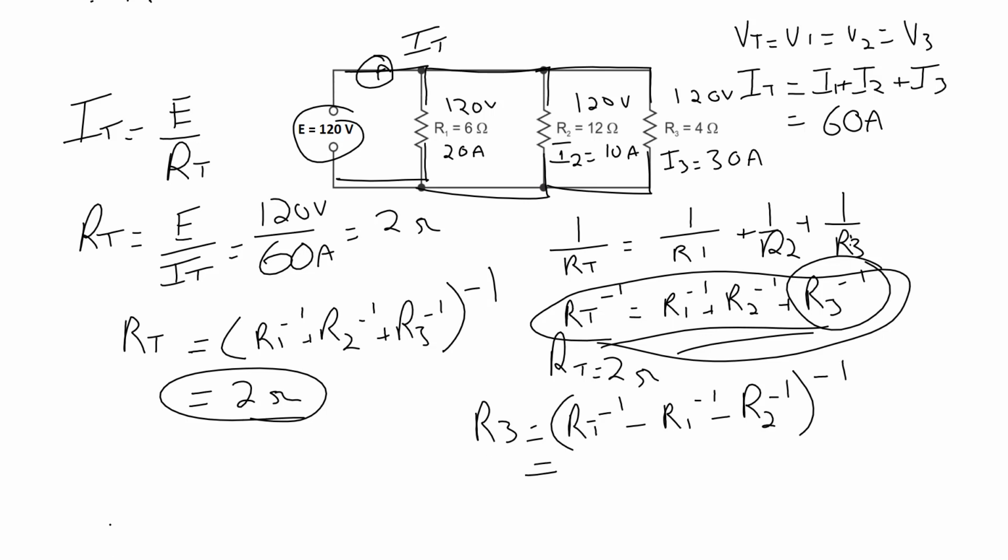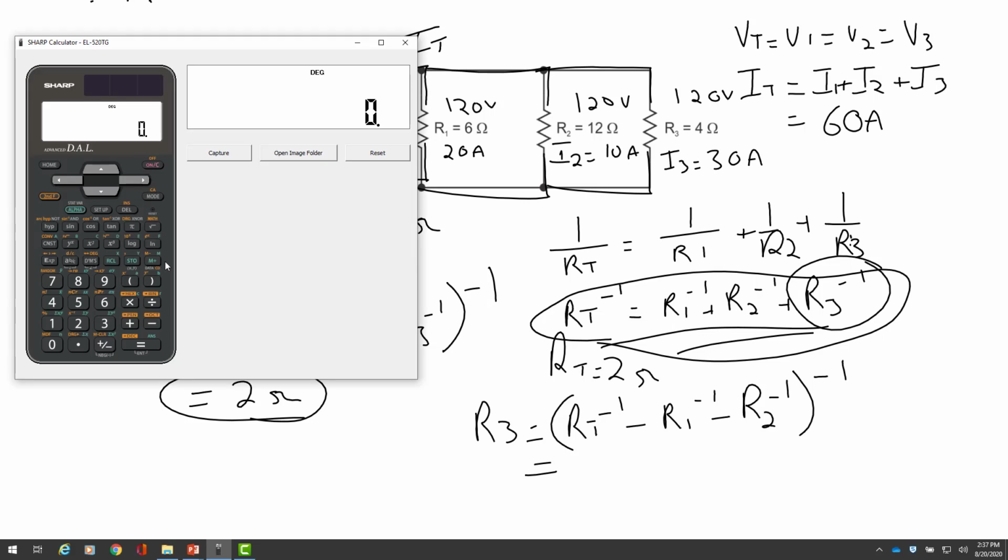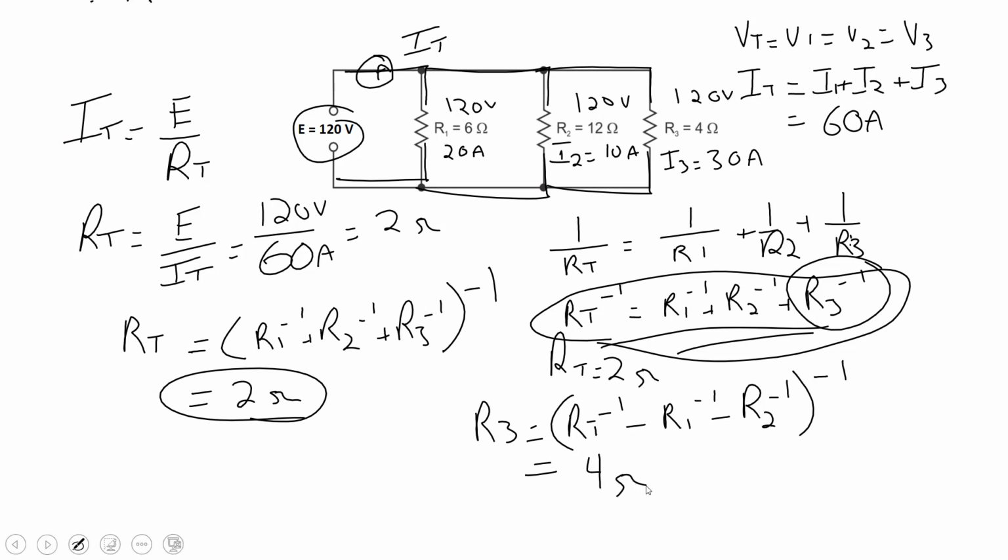So let's just try that calculator out again. Our R total was 2 ohms, so if I wanted to use that to solve for R3, I would just go bracket 2, second function 2, let's take away R1, which is 6 ohms, second function 2, we'll take away R2, which is 12 ohms, second function 2, and bracket, and reciprocal the whole bracket, so second function 2, equals, and we got 4 ohms. There you go. Okay.